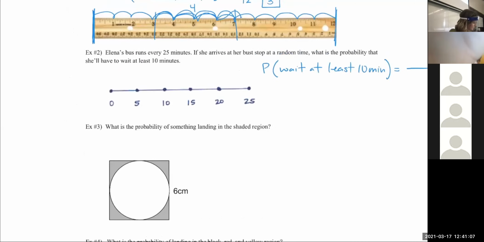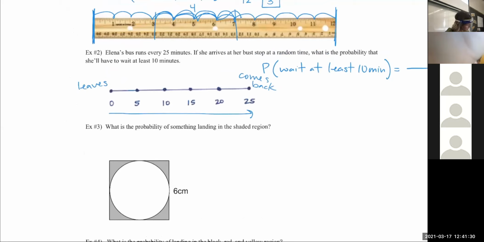The bus leaves here, right? So a bus leaves the stop and then 25 minutes later, it comes back. If we think of it that way, the question they're asking is, what's the probability she'll have to wait at least 10 minutes? So let's just think about a couple places here.